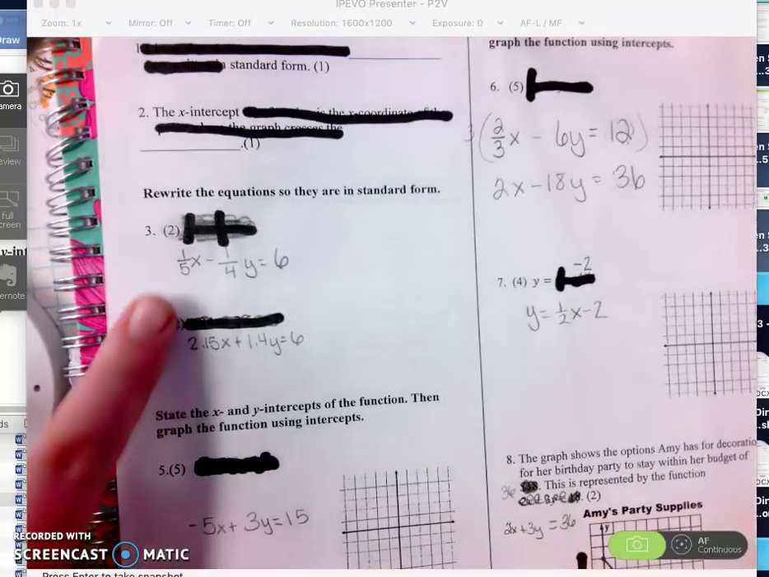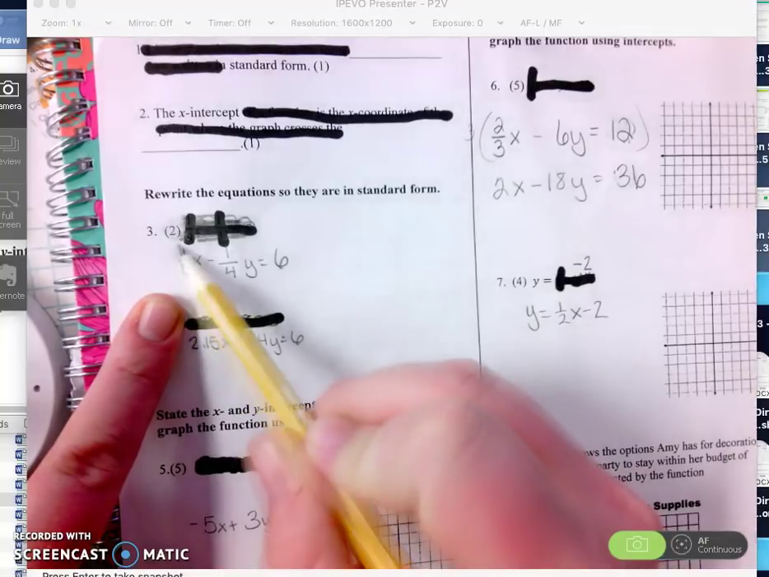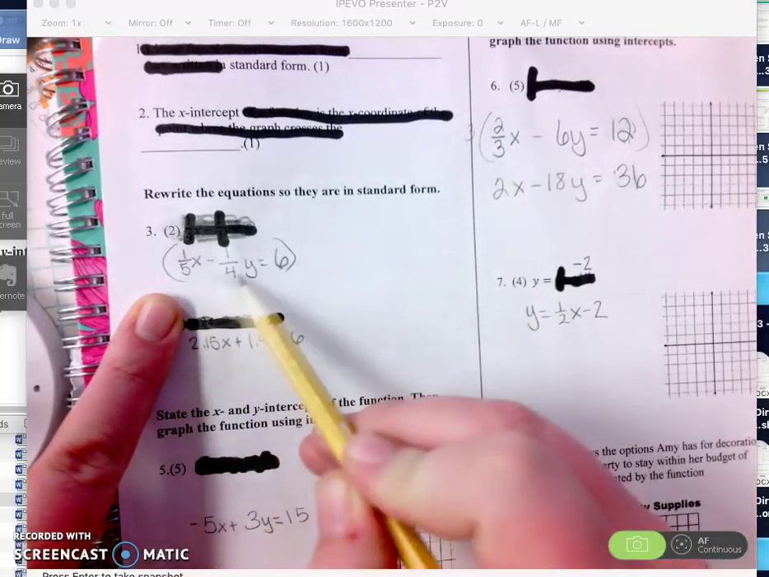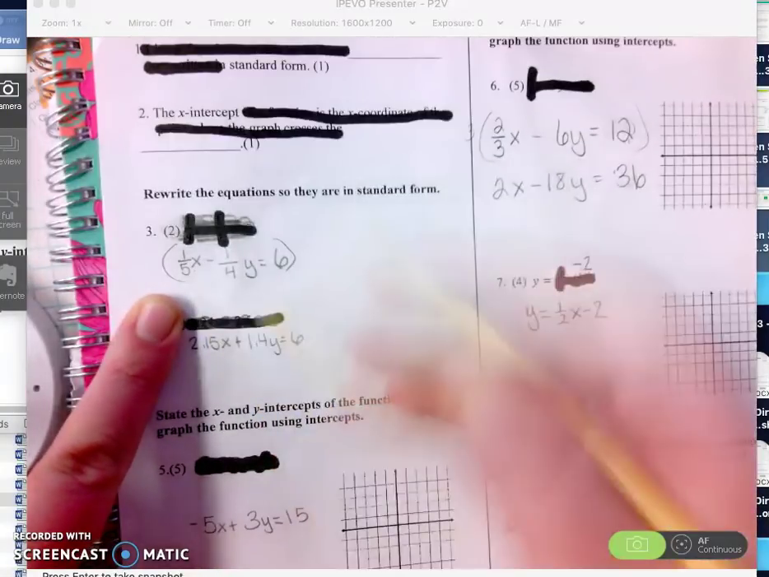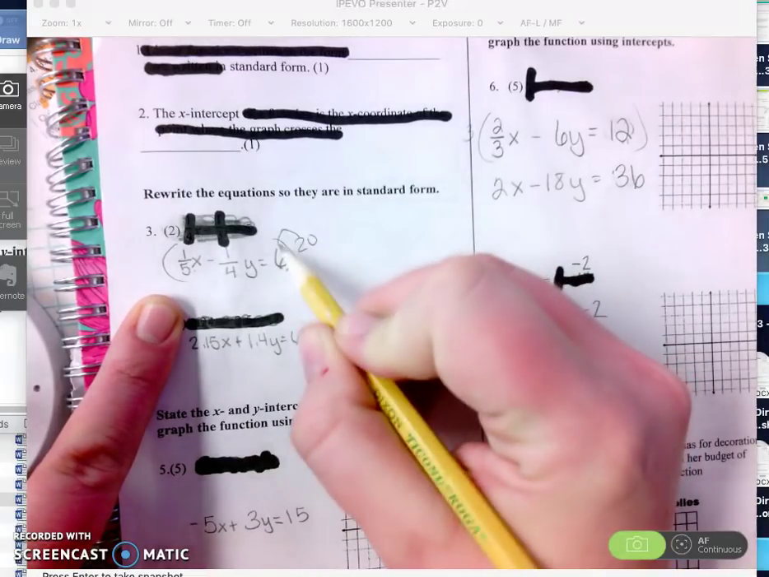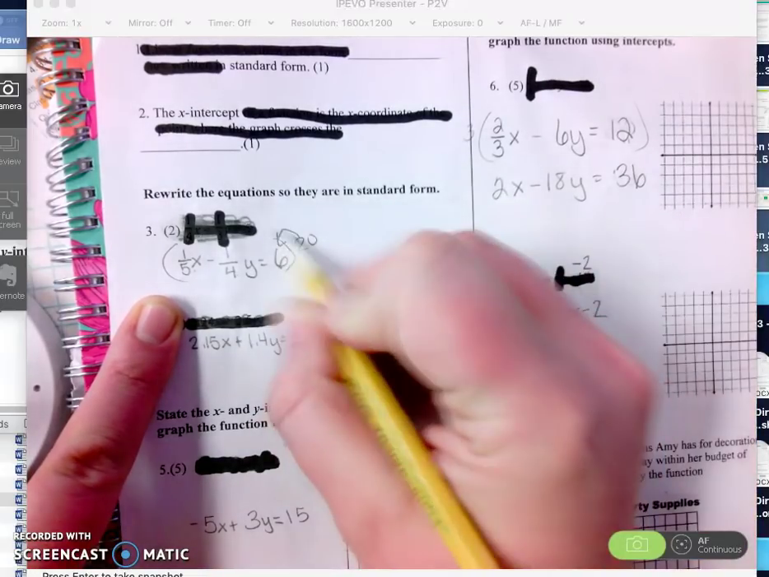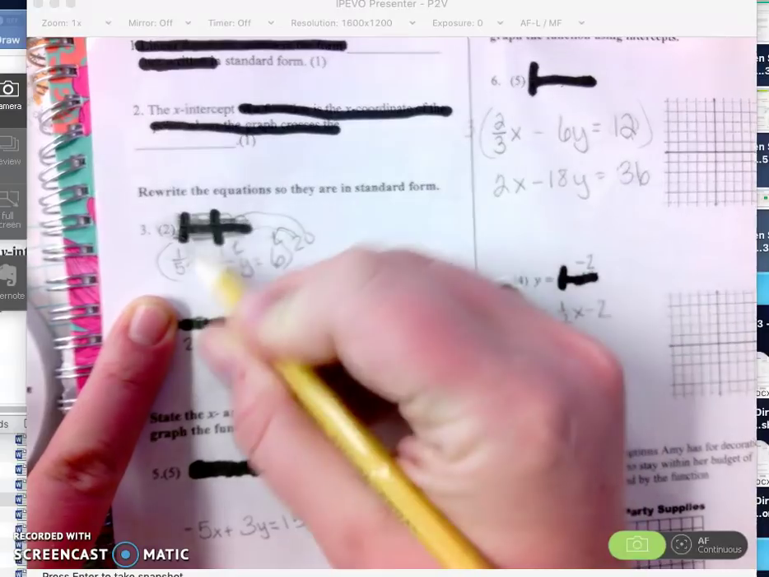So for this one, we're going to multiply this whole thing by the common denominator of 20. So we're going to multiply 6 by 20. We're going to multiply 1/4 by 20 and 1/5 by 20.